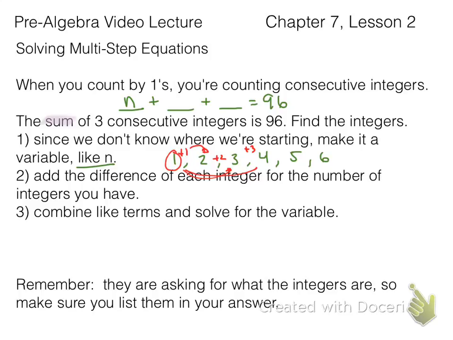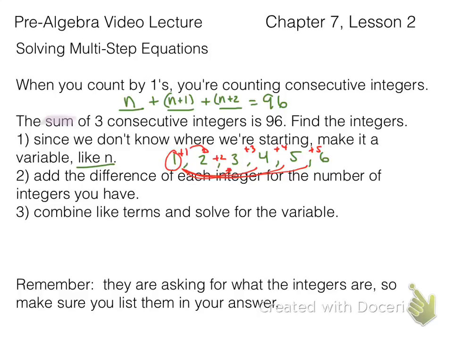2, okay? So if the first number is n, the second number is n plus 1, and the third number is n plus 2. Because when we're dealing with consecutive integers, the next number is always being compared to the first number. All right? There we go.